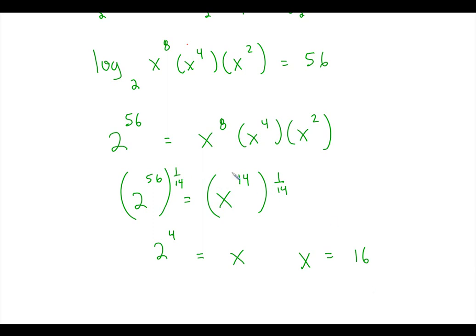Now, when you raise to a power and the denominator is even, you have to remember to have a plus minus, because raising to the power of 1 over 14 is the same thing as 14th rooting both sides. So if this index is even, remember we need to have a plus minus. So we have plus or minus 16.